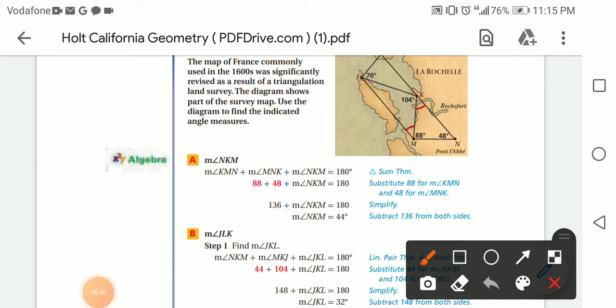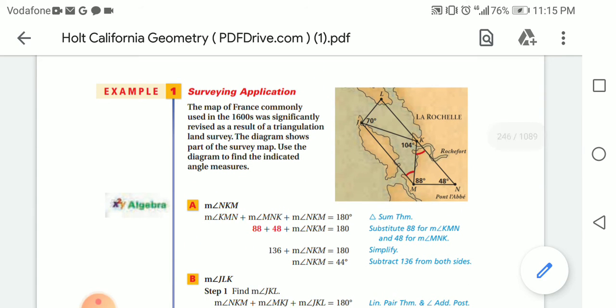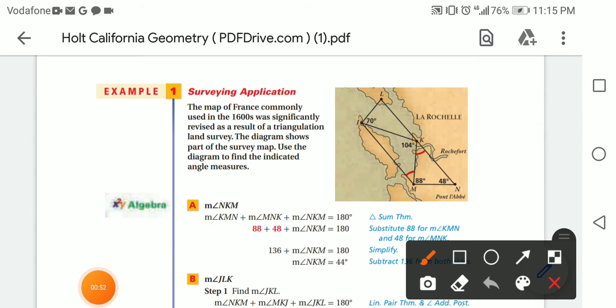Okay. Here for this example, a surveying application. The map of France, commonly used in 1600, was significantly revised as a result of triangulation land survey. The diagram shows part of the survey map. Use the diagram to find the indicated angle measures. So I have here this map.